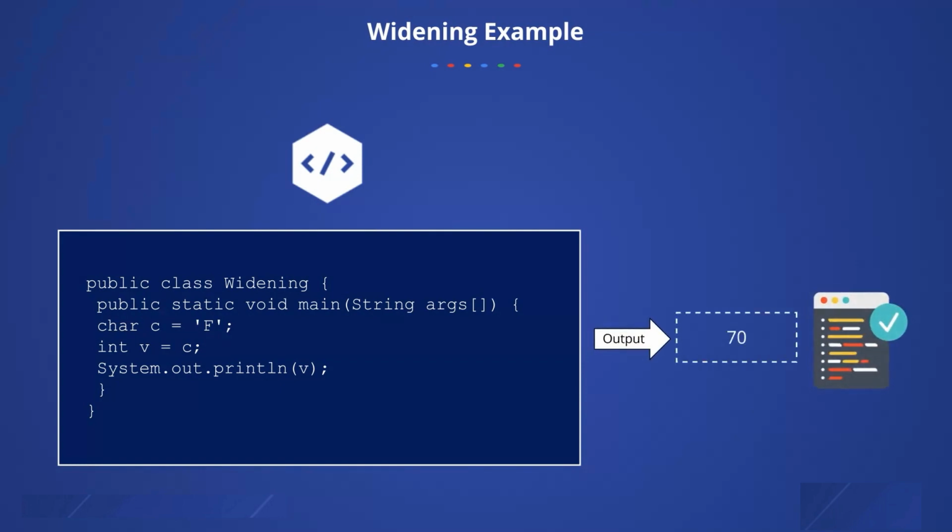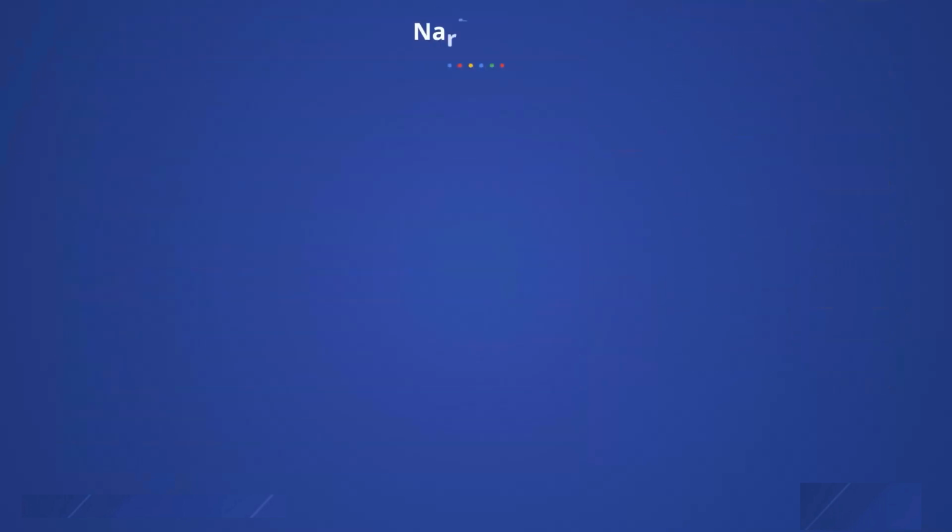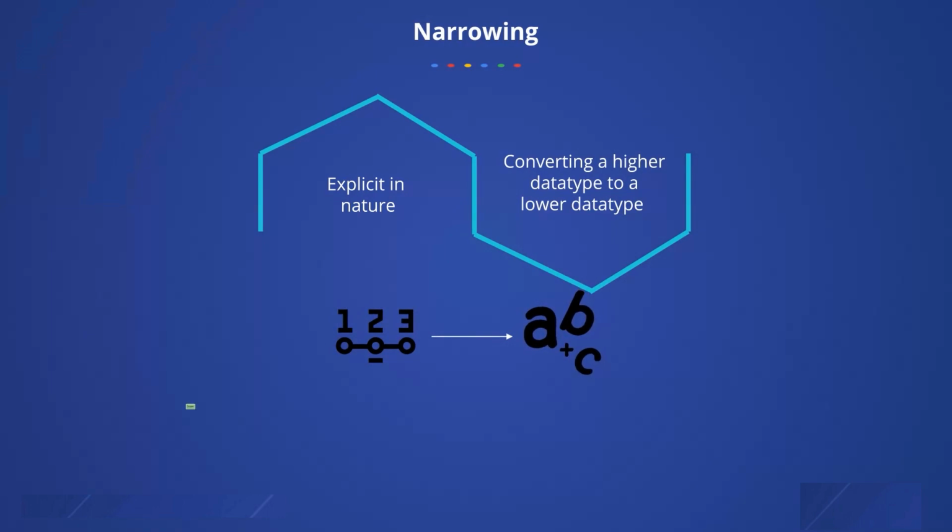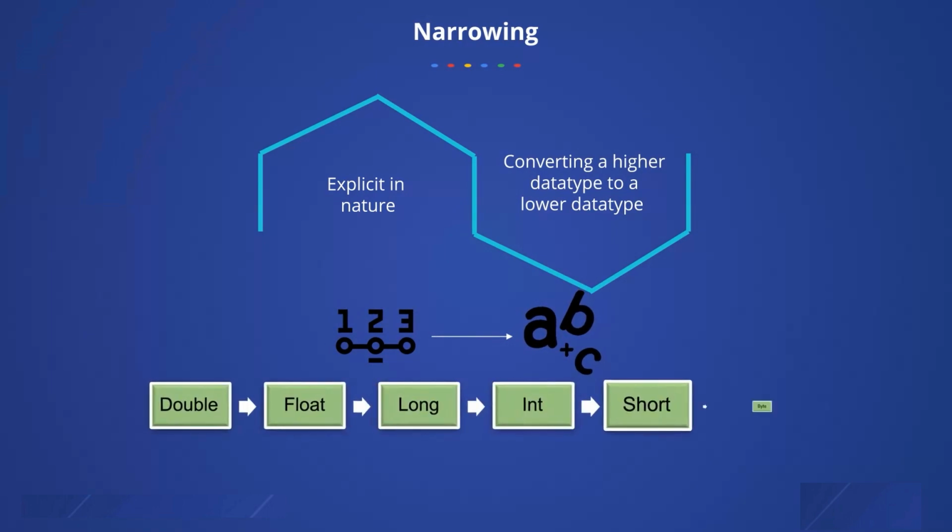This is called widening because you are converting from a lower data type to a higher data type, and it is implicit. It happens automatically. You are not saying explicitly which data type it has to convert to. Now coming to narrowing, this is explicit in nature and we have to tell explicitly what we want you to do. And here every time you have to convert from a higher to a lower data type. The way it happens is like this. These are the compatible data types: double to float, float to long, long to int, short to byte.